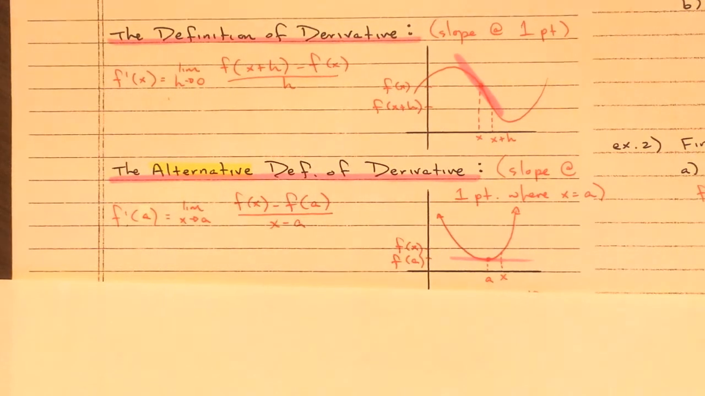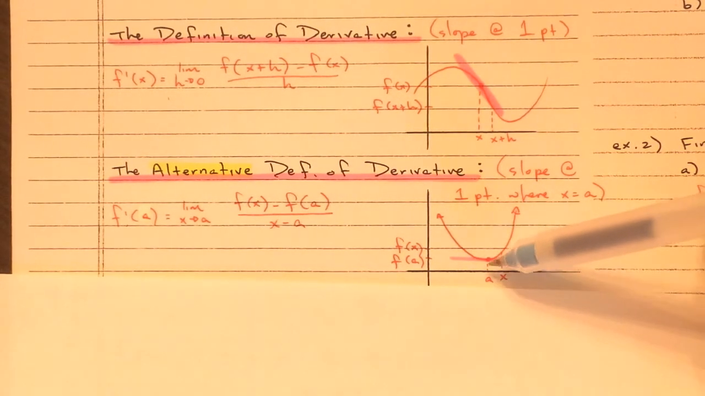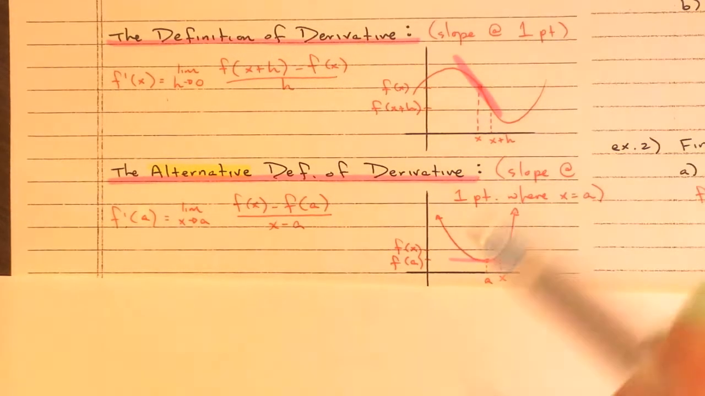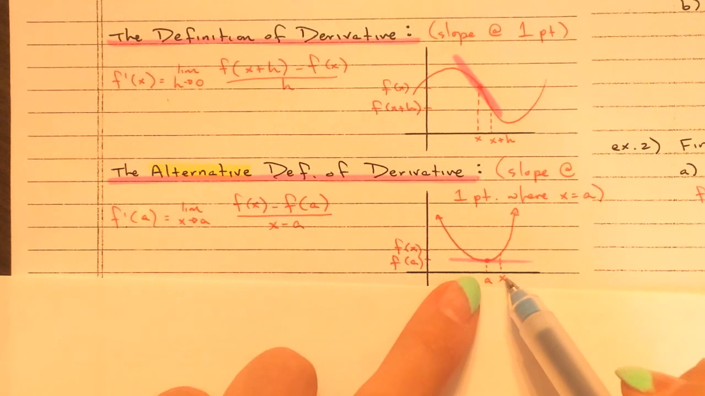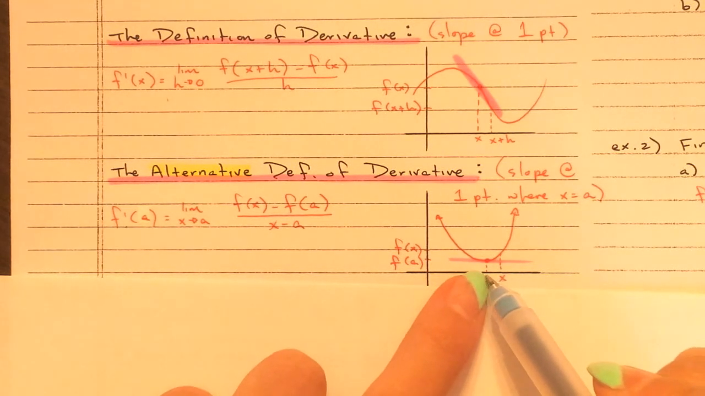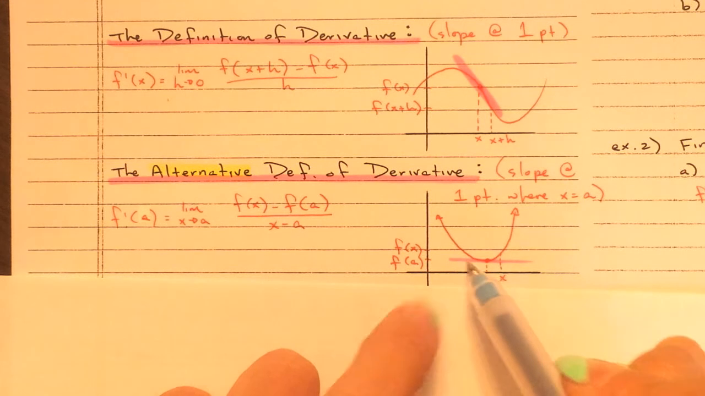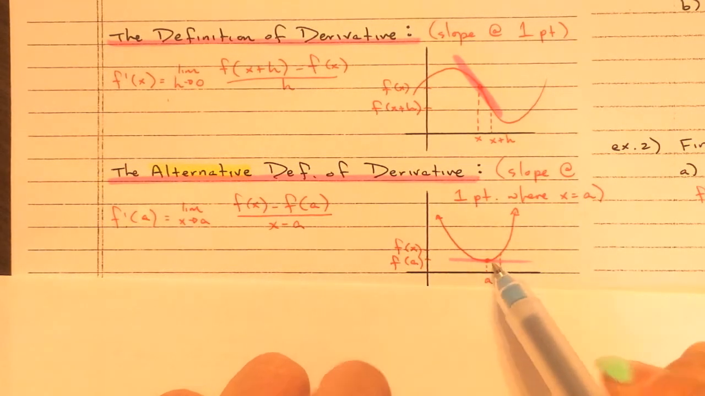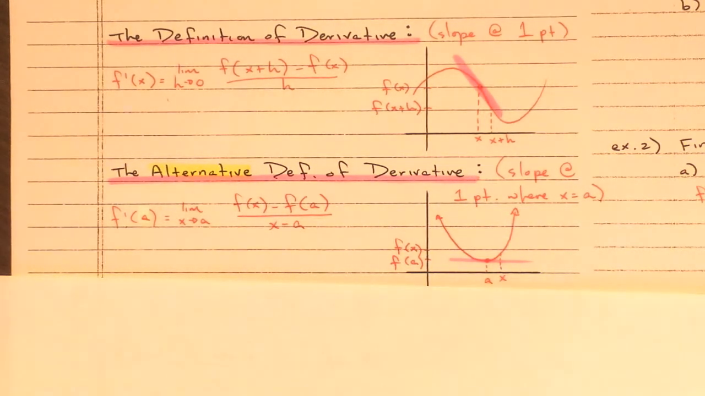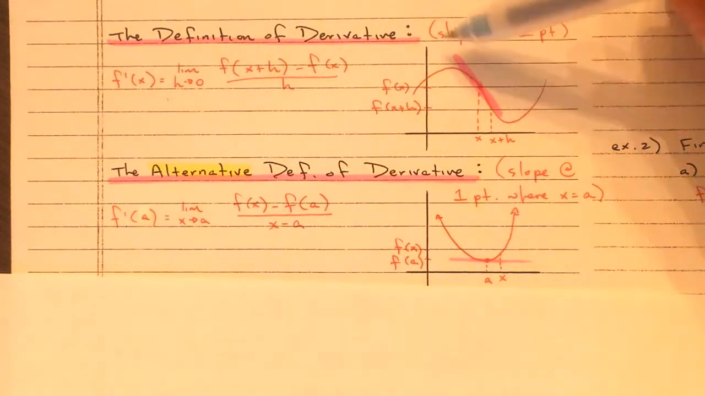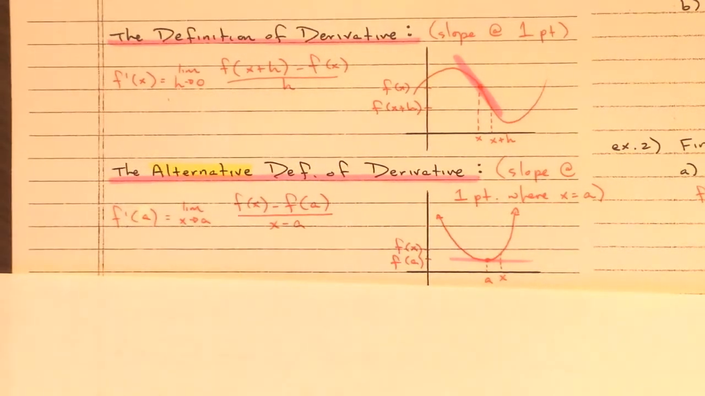So here's a little picture of that. Here is our x, and actually I used a right here, but we want x and a to basically be the same point, so they're getting closer and closer together where x is becoming a, and then we just want that slope right at a. Something like that, and you can see it's just like a 1-point slope.